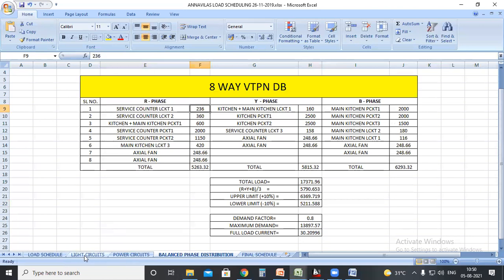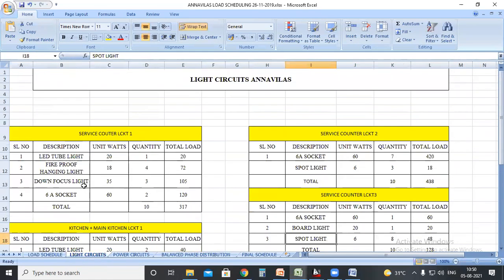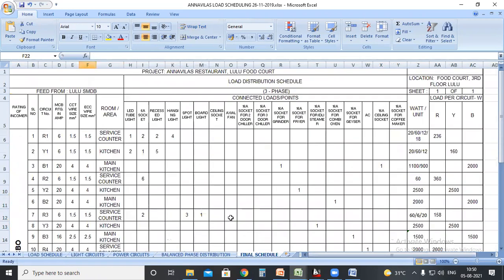You can just go to the light circuit part. You can see the service counter light circuit has 1 LED tube light, 4 fireproof hanging lights, 4 downfocus lights, and 2 6-ampere sockets. So when you prepare the final schedule, you just need to cross-check the lighting circuit, power circuit, and balanced phase distribution. This final schedule is not mandatory. Okay, this is taken from the DEVA schedule format.